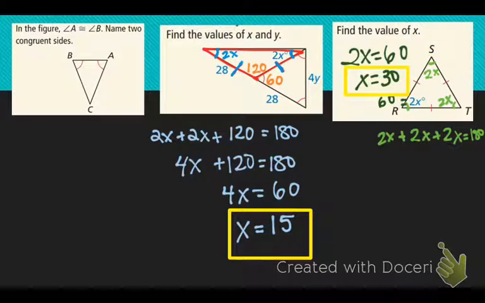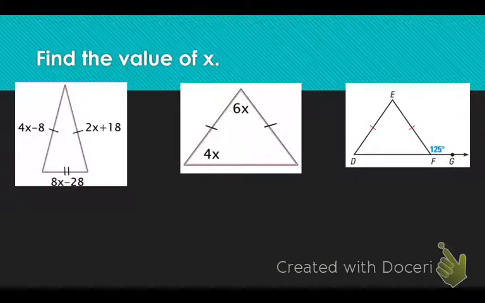We can go ahead and flip. Find the value of x. So in this first one, what kind of triangle do we have? Isosceles. So we know 2 sides are congruent. So then what could I do to find the value of x?